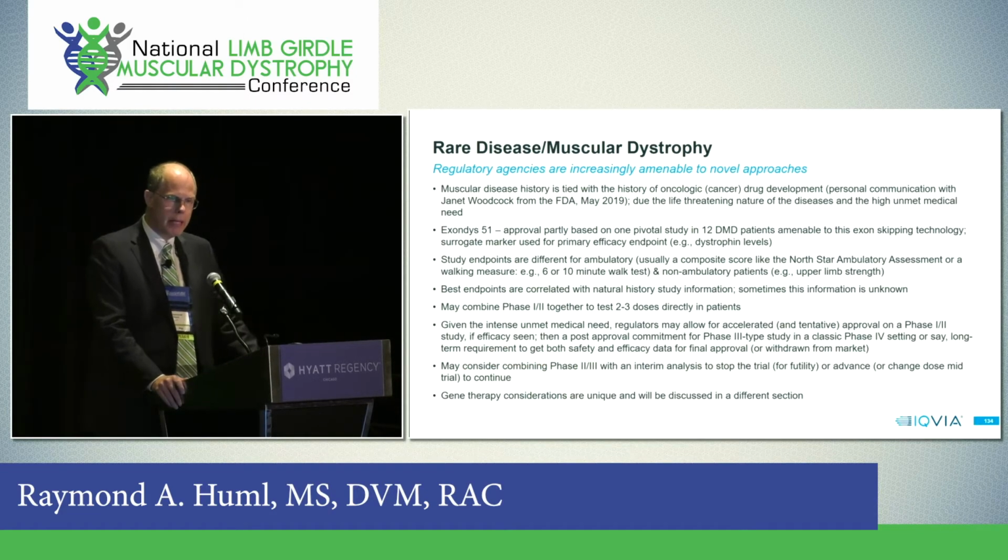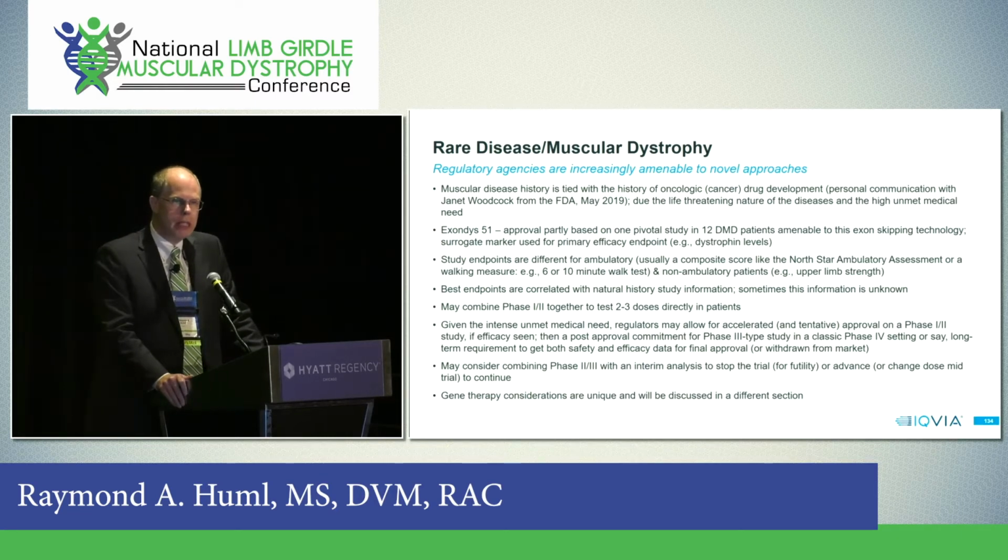Another point I want to make is that regulatory agencies are increasingly amenable to novel approaches. So you've got the classic drug development time. Now let's talk about a few things that might be different from what I just told you. Muscular disease history is tied with the history of oncology cancer development. I've actually talked with Janet Woodcock earlier at the MDA conference about this, and basically it's because of the life-threatening nature of the diseases and the high unmet medical need.